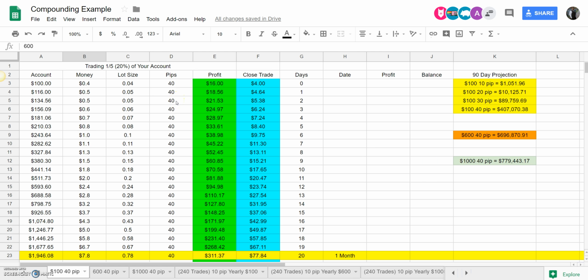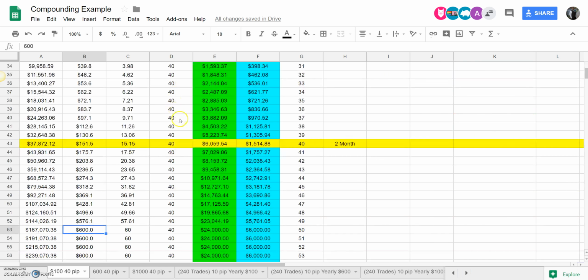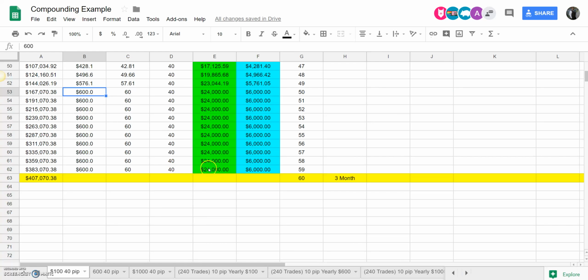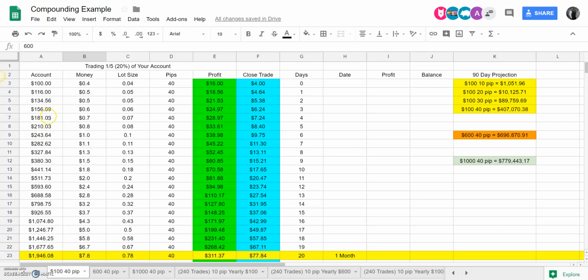Let's say 3 swipe trades came out that day. You actually just got 40 pips times 3, so you actually just got 120 pips that day. Do you understand the power of this now? So this is 90 days or less, and you can take $100 to $407,000.